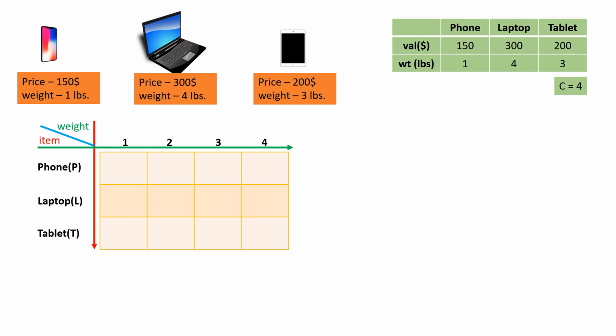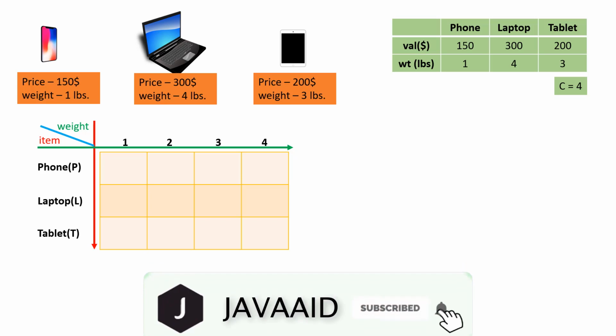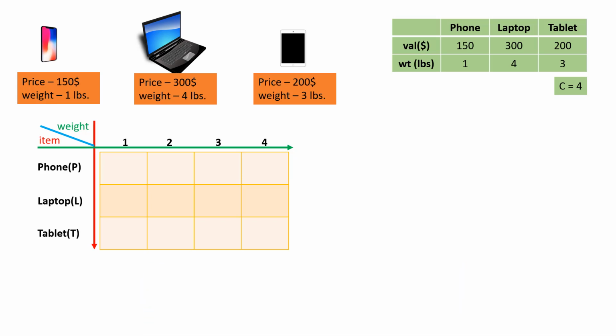So on the left side you can see all rows show the items and the columns show the capacities. Here we have given a capacity of 4. If capacity is 4, we can always carry a weight less than or equal to 4. So that is the reason I have taken the columns as 1, 2, 3, 4. It means the weight we can carry with 1 lbs, 2 lbs, 3 lbs and 4 lbs. Now we'll try to solve this problem step by step.